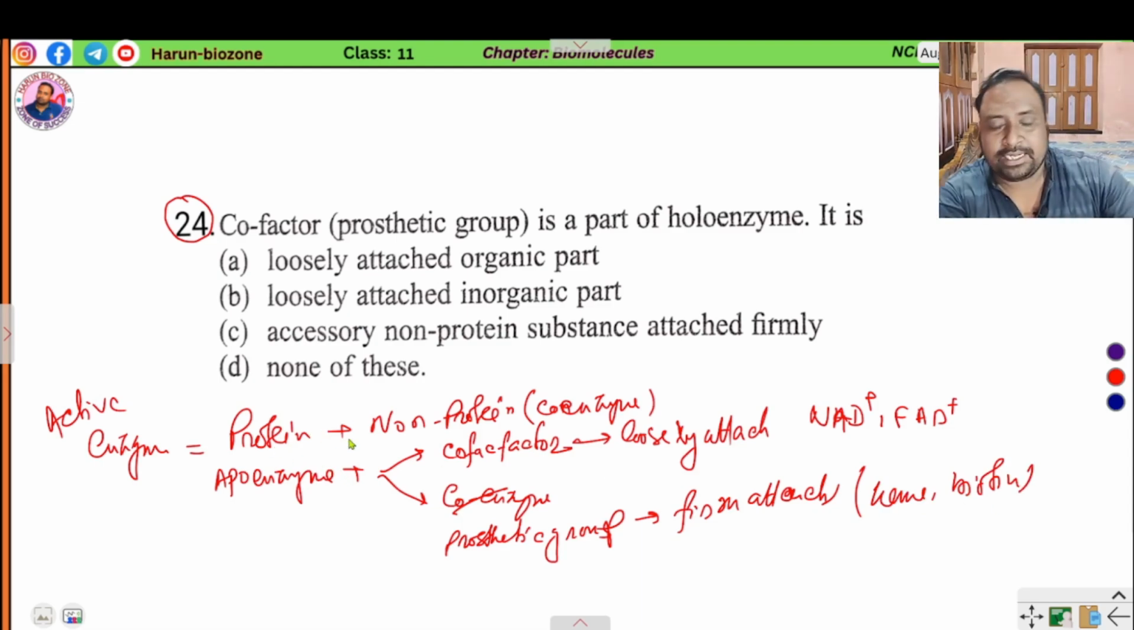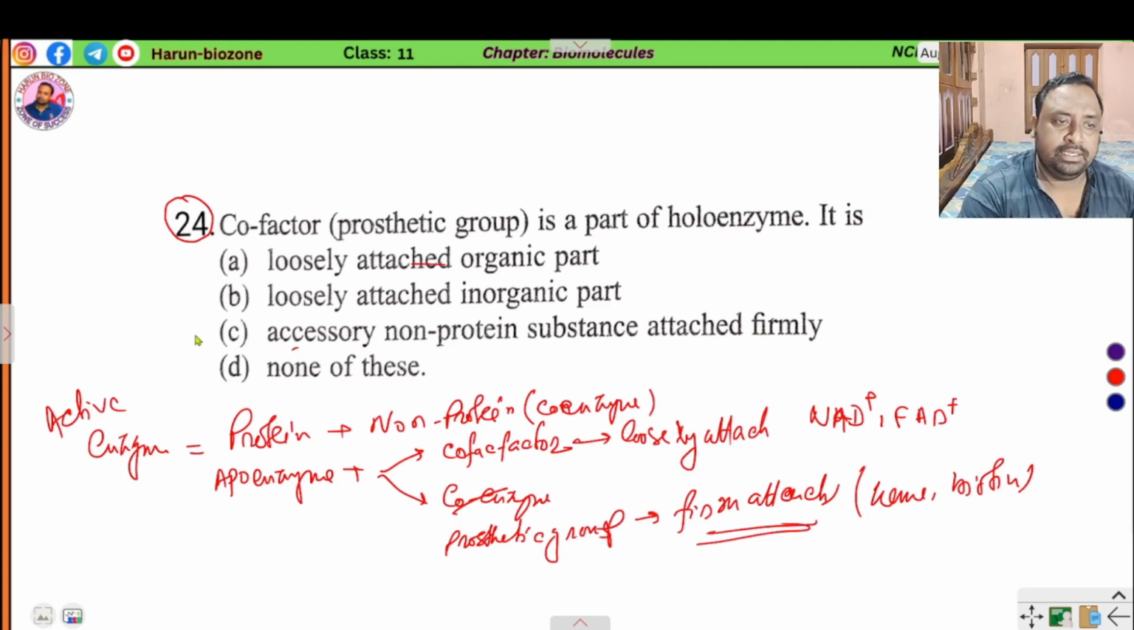Okay, the active enzyme has two parts, a protein part and a non-protein part. When the protein part is firmly attached to the non-protein part, that is called a prosthetic group. And when the apoenzyme is loosely attached with the non-protein part, that is called a cofactor. So here the cofactor is part of the holoenzyme. It is a loosely attached accessory non-protein substance, while a prosthetic group is attached firmly. C is the correct answer.